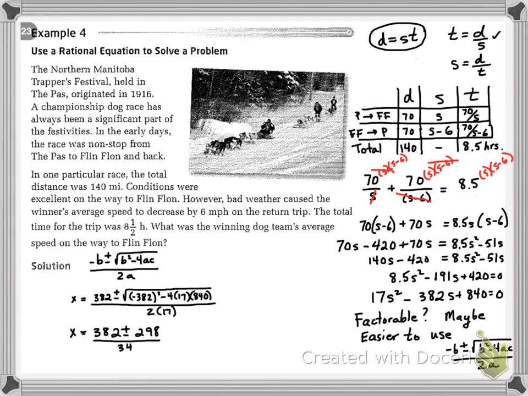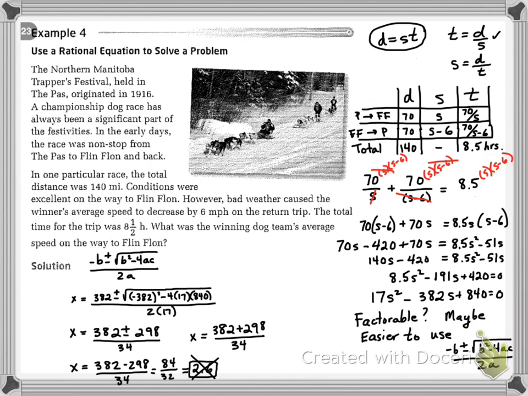So that gives us two possible solutions. 382 minus 298. And what does that leave us with? 84 over 34, and that gives us 2.6. Now, 2.6, is that our winning speed on the way there? Maybe, but when I figure out what my speed on the way back is, s minus 6, I now have a negative speed. So that means that this is an erroneous answer, and I can throw it out.